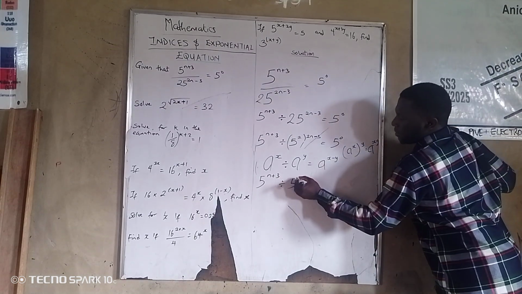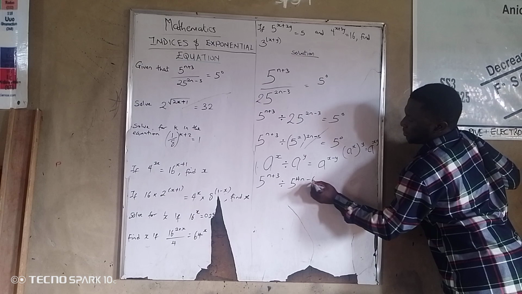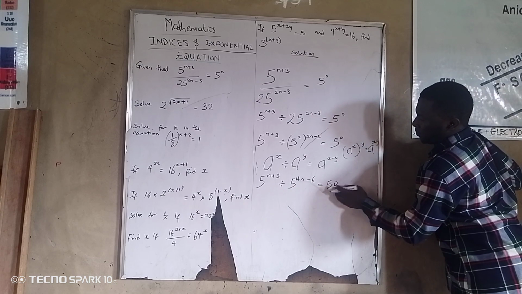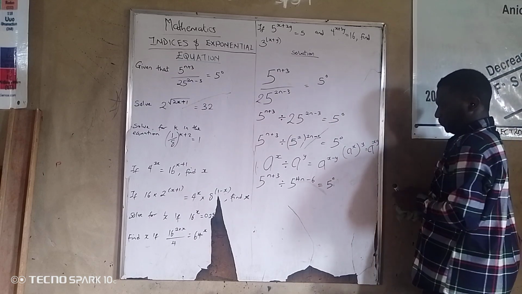To give 4n minus 2 times 3, 6. 4n minus 6. So we have equals to 5 raised to power 0. So we are done with this law.